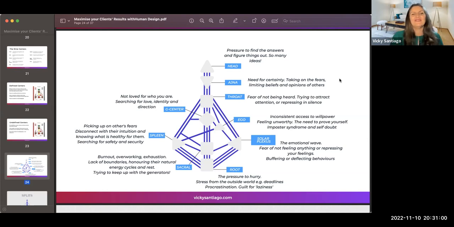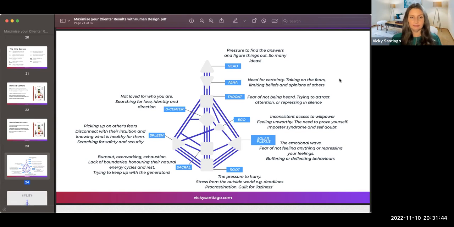All right, the spleen can be picking up on other people's fears, it can be a disconnect from their intuition, a disconnect from knowing what is healthy for them. So you can know that if you've got a client who has a defined spleen, and again, using weight loss as the example, they'll know what they need to do deep inside. They'll know what they need to eat in order to be healthy. They'll know how they need to exercise to be healthy. If they have an undefined spleen, then they might be disconnected to that and need a little bit of help. They'll also perhaps have a big need for safety and security. So you might, for example, want to make sure that you start your session by creating a safe place or a feeling of safety.